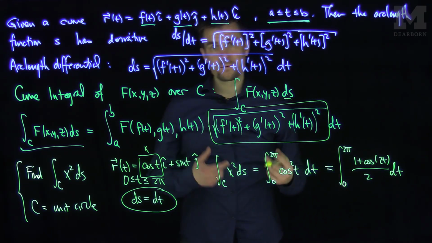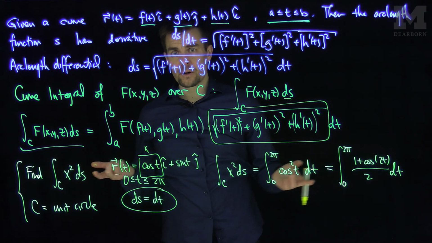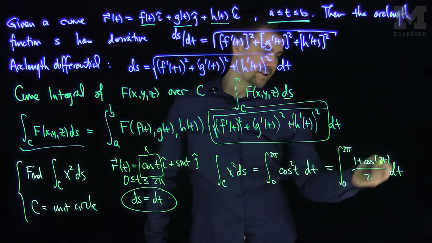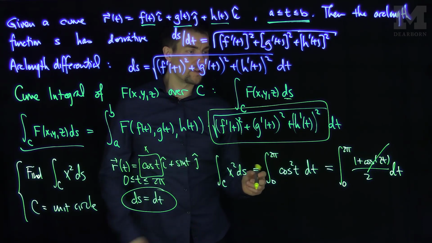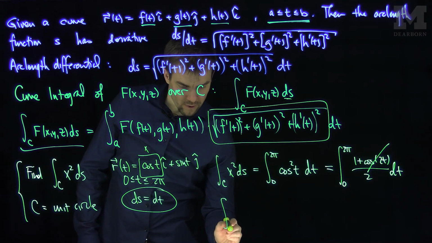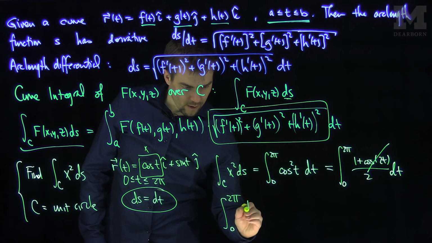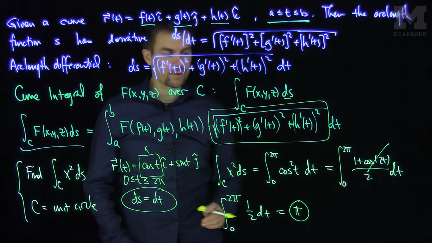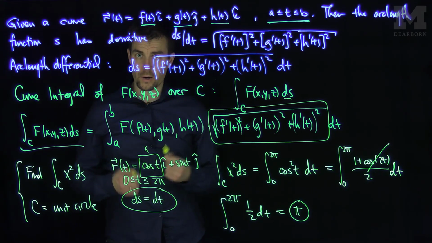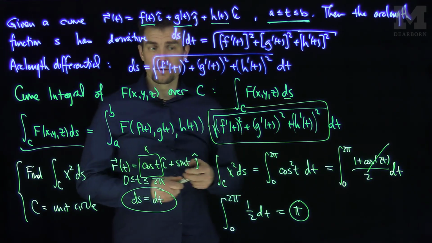Now, of course, the cosine of 2t averages to 0 between 0 and 2 pi. So when we integrate this, that will give me nothing. That will integrate out to 0. And so we're left with a 1/2 dt from 0 to 2 pi. So this is going to be the integral from 0 to 2 pi of 1/2 dt, and that is just going to integrate to pi. So the curve integral of x squared over the unit circle is equal to pi.